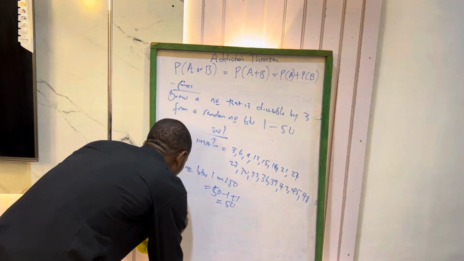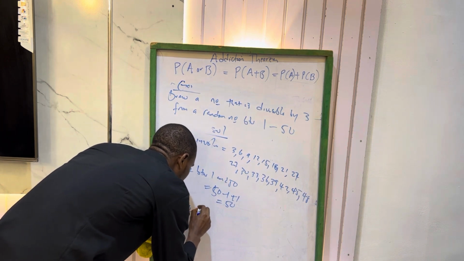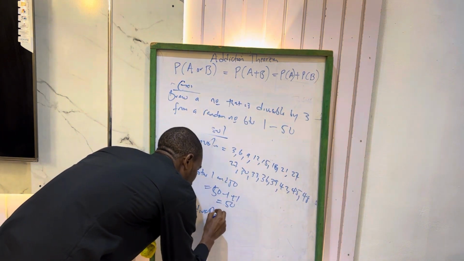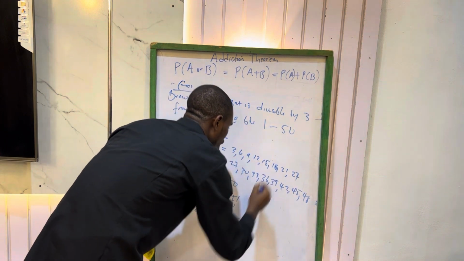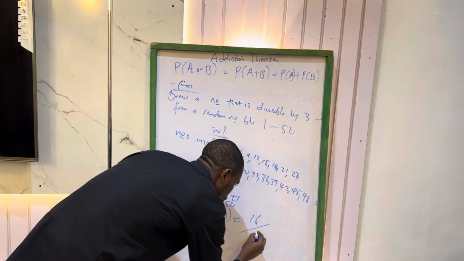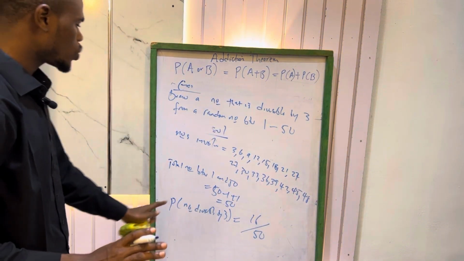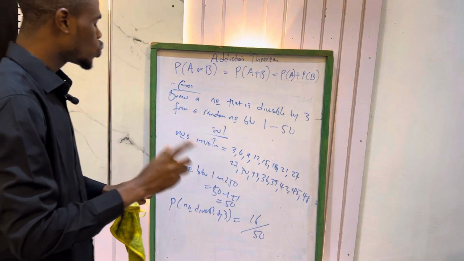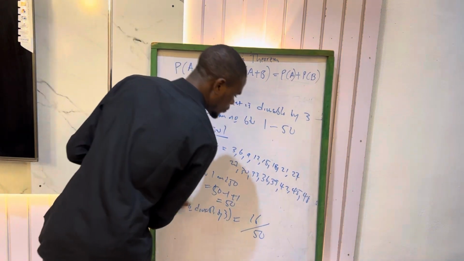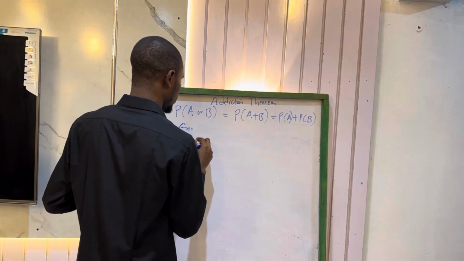So therefore, our probability of a number being divisible by 3 is 16 all over the total number, which is 50. This is a simple probability. I want us to know this so that we can explain further the exclusive event and the partially dependent event. What is the probability?